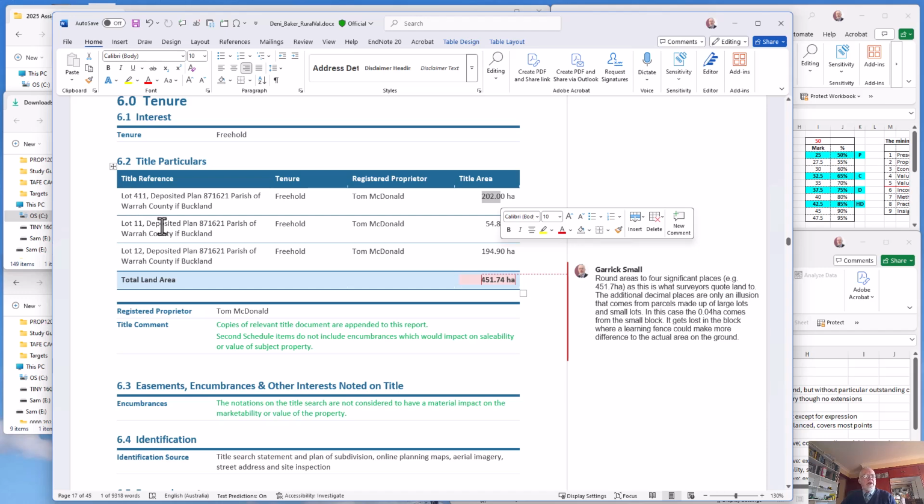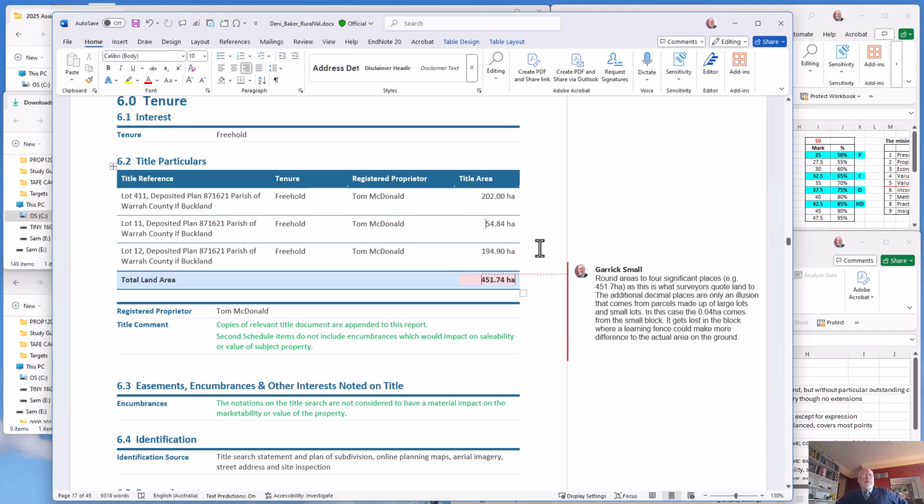When you come to the smaller lot down here, lot 11, actually on the same plan, you'll notice it's a smaller lot. It's only 54 hectares. In fact, it's 54.84 hectares. Notice here, 4 significant figures. A 5, a 4, an 8, and another 4. That's 4 significant figures. And we'll carry on. Lot 12, same deposited plan, 194.90. Well, it's actually 194.9.